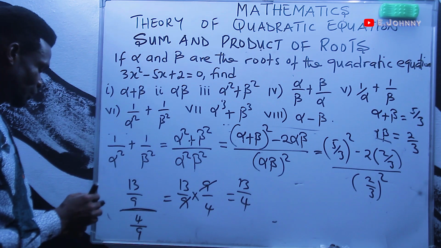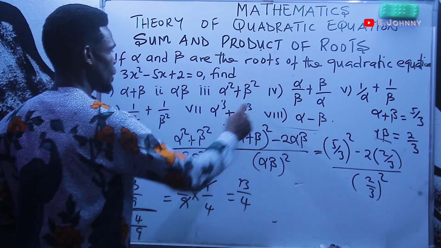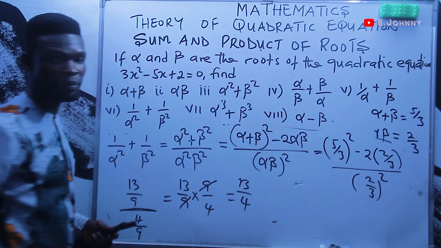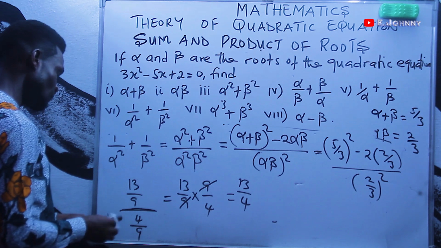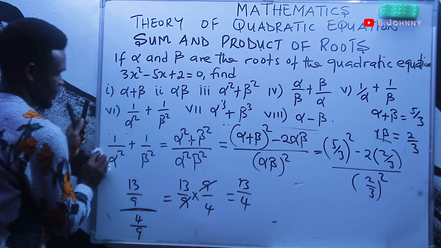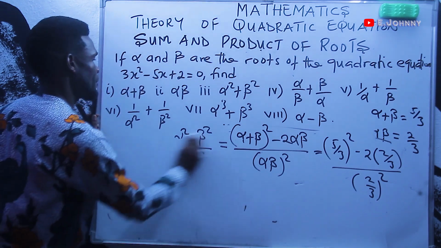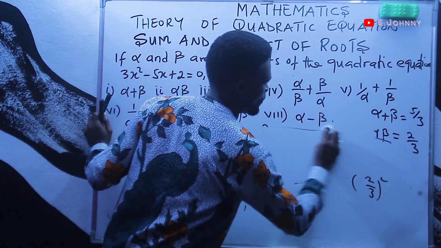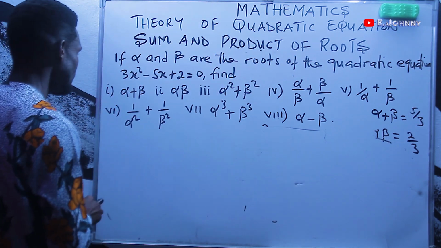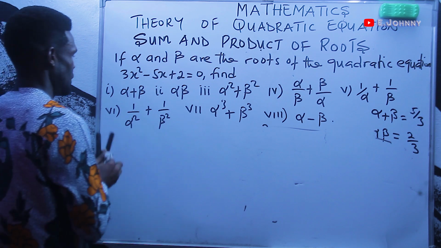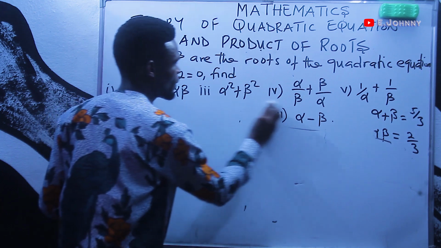Now let's look at alpha cube plus beta cube. I'll leave the last one for you to attempt on your own. So the last one says, which I want to do is alpha cube plus beta cube.